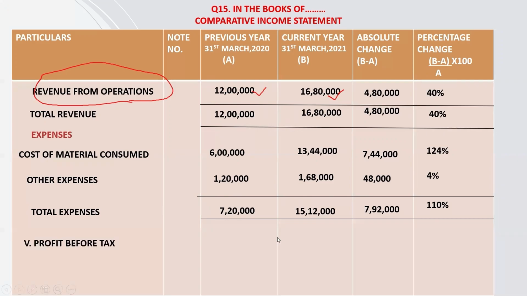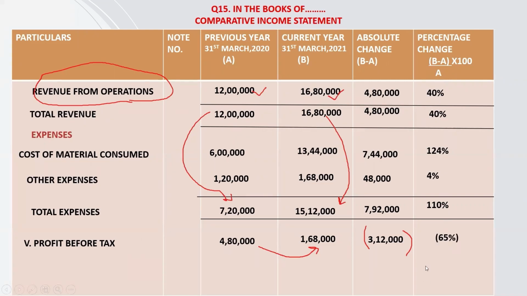110%. Now for calculating profit before tax, from this 12 lakh, which is our total revenue, we have to subtract our total expenses. Similarly, from 16,80,000 we have to subtract our total expenses of 15,12,000. So our profit before tax is 4,80,000 and 1,68,000. This is a negative balance, 3,12,000, as our profits are falling. In the current year, profit before tax is less. So we will have our absolute change as negative, and the percentage is 65%.